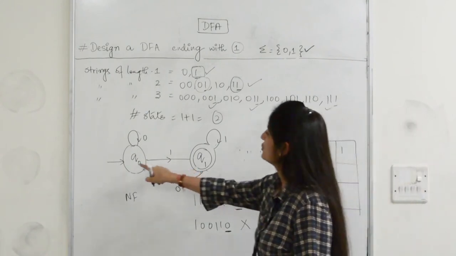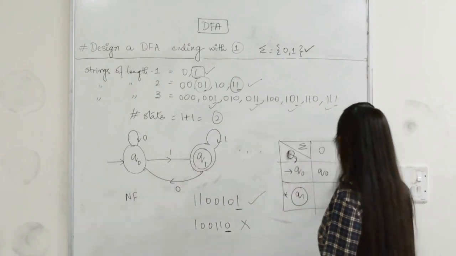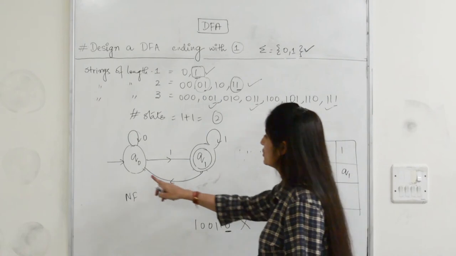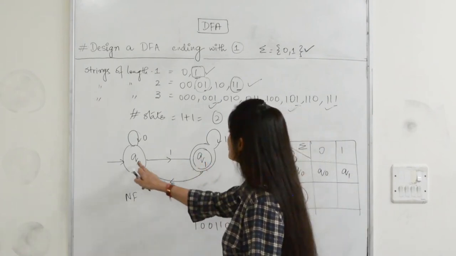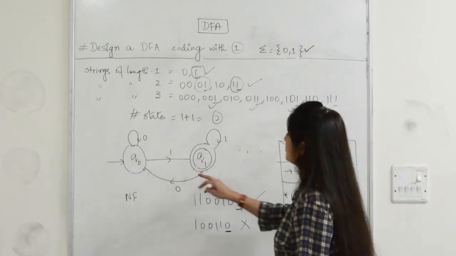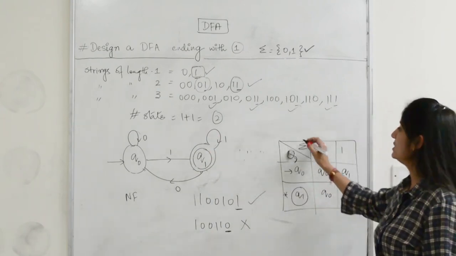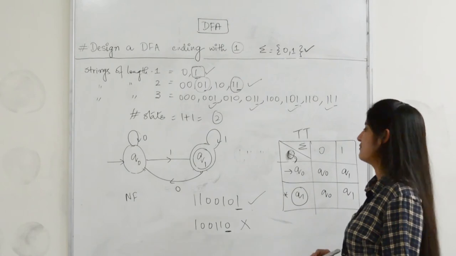Now on Q0, when you input 0 it reaches Q0, so Q0 on 0 reaches Q0. Q0 on 1 reaches Q1. So this will be the transition. Q1 for 0 reaches Q0 and Q1 for 1 reaches Q1. So this is the transition table for the given DFA.